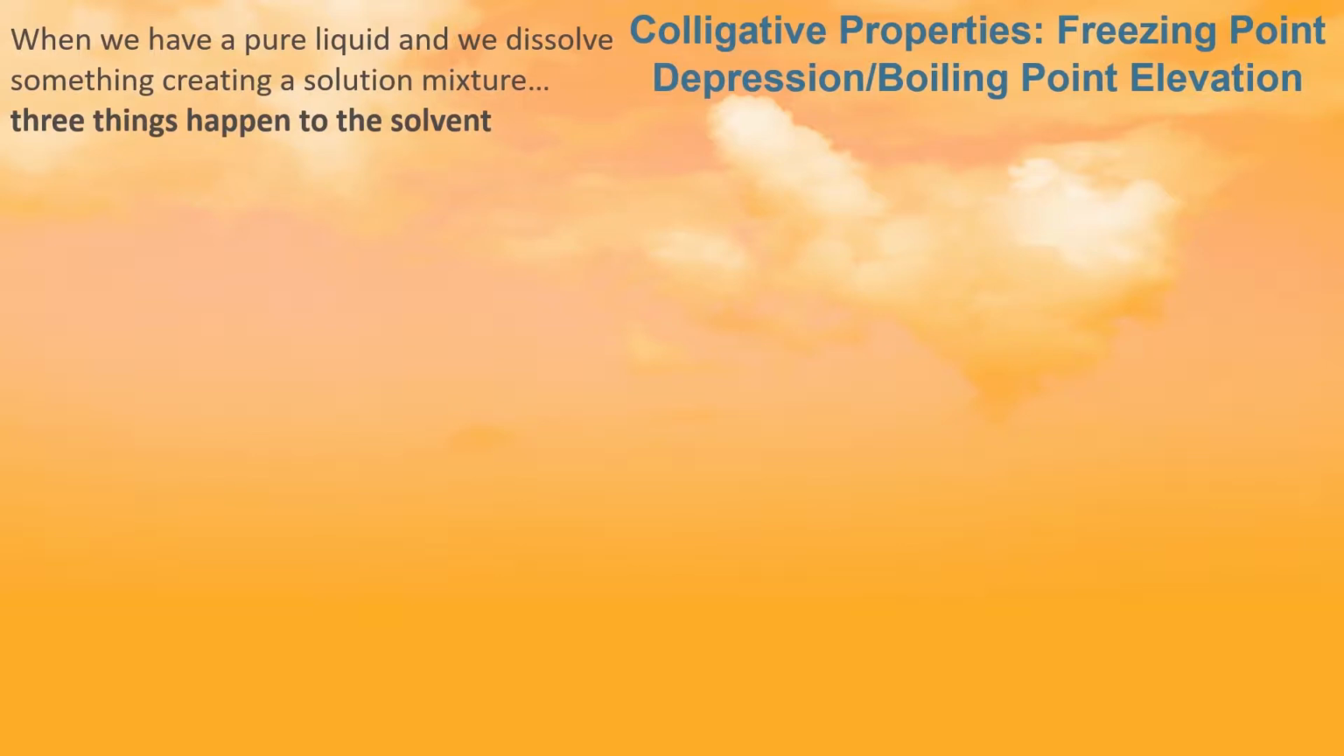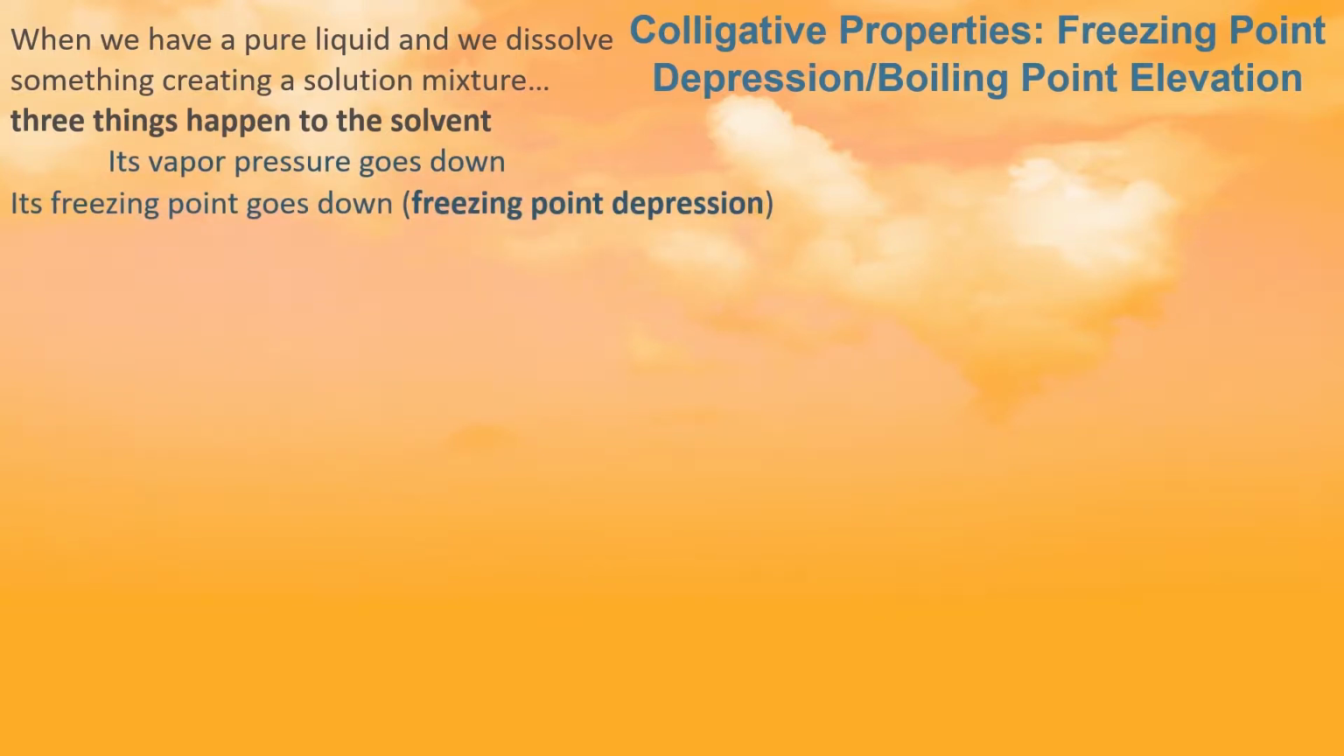Very interesting things occur to a pure liquid if you throw a little something into it and it becomes a solution mixture. I want to focus on 3 changes to the liquid which now has become a solvent. The liquid's vapor pressure will go down, its freezing point will go down, we call this freezing point depression, and its boiling point will go up, we call this boiling point elevation. We won't be doing a lot with the vapor pressure lowering of the liquid right now, but we do want to spend a little time on the last 2 properties.